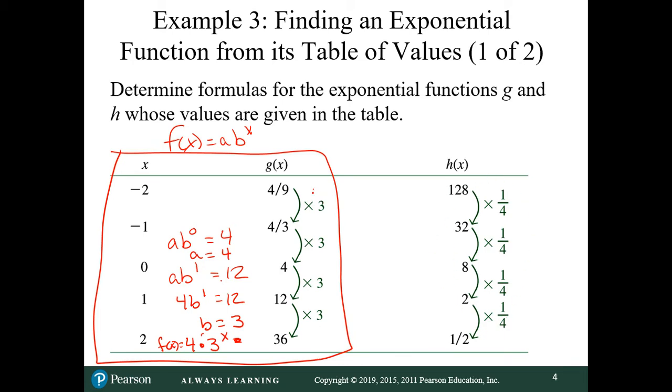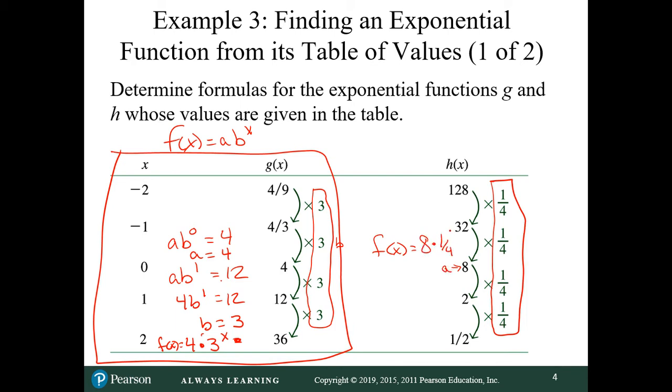Okay, let's do this one. Now what do you notice? 3, 3, 3, 3, 3, 3, 3. So what is 3? It is the b, right? So if you see 1 fourth, 1 fourth, 1 fourth, 1 fourth, what do you think that is? The b. So this would be f of x equals, okay, if x is 0, what is that number? That's going to be your a. So it's 8 times 1 fourth to the x.